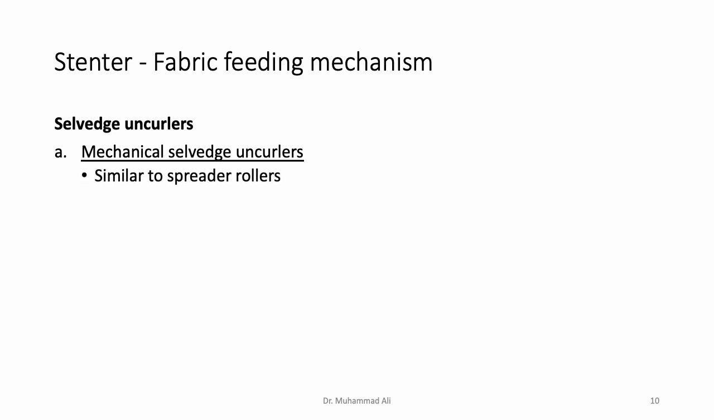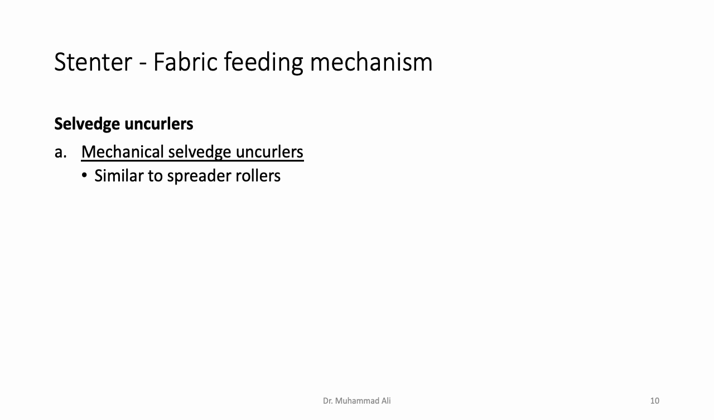These are very similar to spreader rollers. If you recall your previous courses in which you have studied any open width continuous processing machine, then you will recall spreader rollers as well. These are the rollers which have screw type threading on their surface, and these are motor driven. So due to this outward threading on the surface, these spreader rollers remove any creases from the fabric.